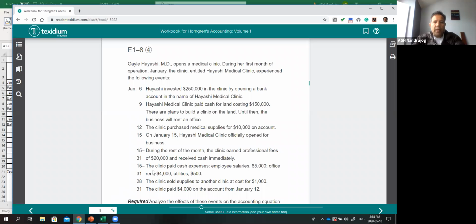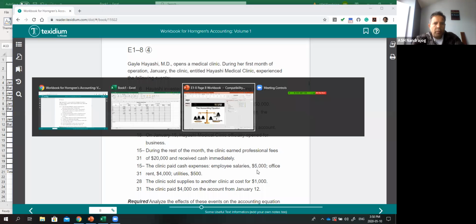The clinic paid cash expenses, employee salaries. So these are the cash expenses. We paid these expenses by cash. We paid employee salaries for $5,000, office rent $4,000, and utilities $500. So now we would make that entry. So obviously our cash is going down, and we are recognizing the expenses on the right side.